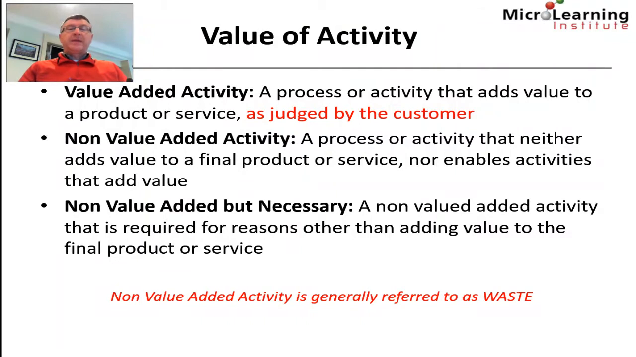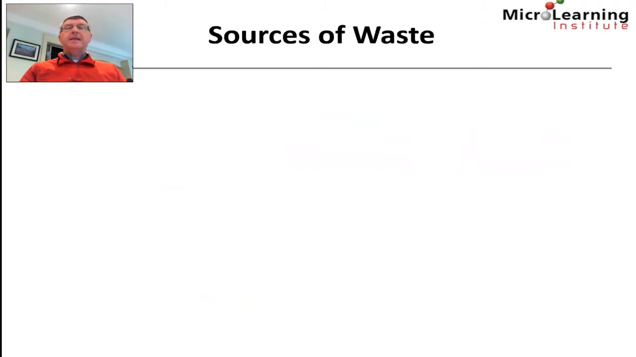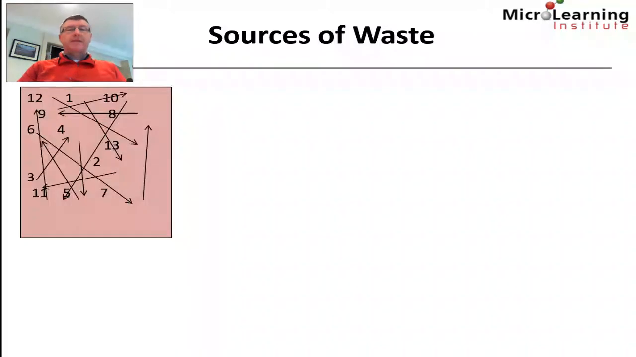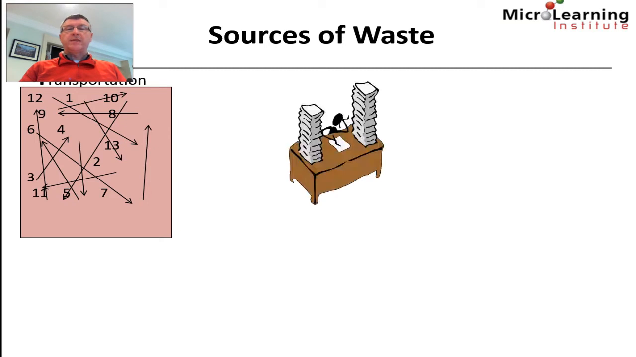Non-value added activity is generally referred to as waste. Let's have a look at the sources of waste that can exist within business processes. Firstly, transportation. So a lot of movement of product or goods within a factory environment or within an office environment, that movement is a cost that's incurred by the business, but that movement doesn't bring value to the customer. So therefore, the movement or transportation of goods is a source of waste. And again, we should seek to eliminate or at least reduce that.